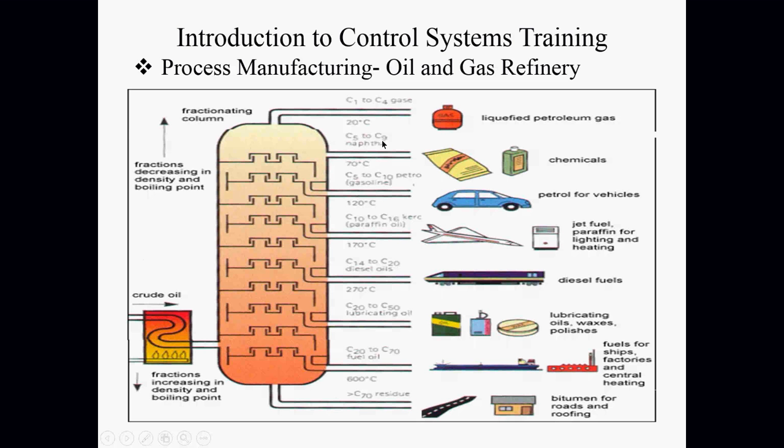Then from C5 to C9 you obtain naphtha, which you take ahead into a naphtha cracking unit and use to create your fertilizers and chemicals. This is obtained at 70 degrees centigrade. Now these are rough estimates. Then C5 to C10 is your petrol or gasoline, which is gas for vehicles, at 120 degrees centigrade. C10 to C16 is your kerosene or paraffin oil, your air grade fuel: jet fuel, paraffin, wax, lighting and heating oil. This is obtained at 170 degrees centigrade.